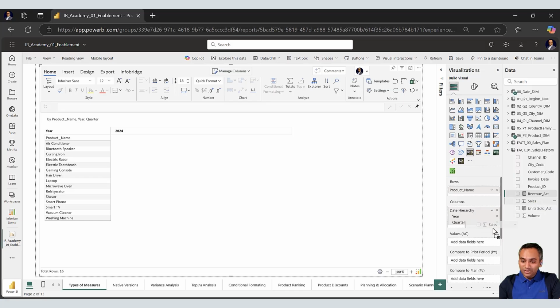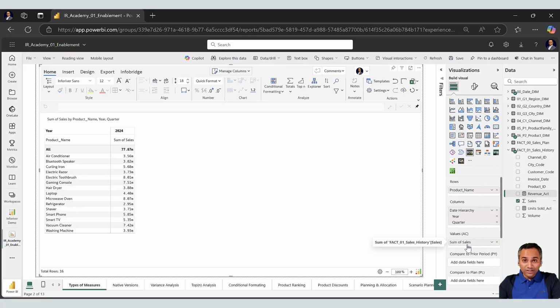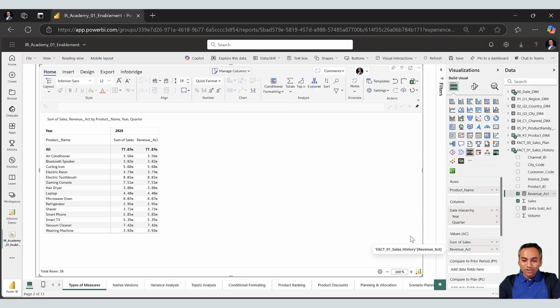An implicit measure is something like this sales field. This is a column from our sales history fact table. And an explicit measure would be a DAX measure written within Power BI. So we see both the values are matching. Revenue actual is a DAX measure of the column sales. Now, in Inforiver, these measures are treated as native measures.